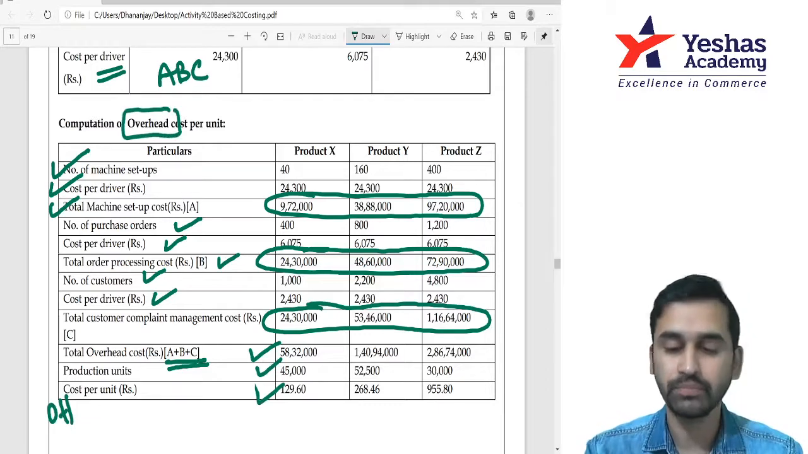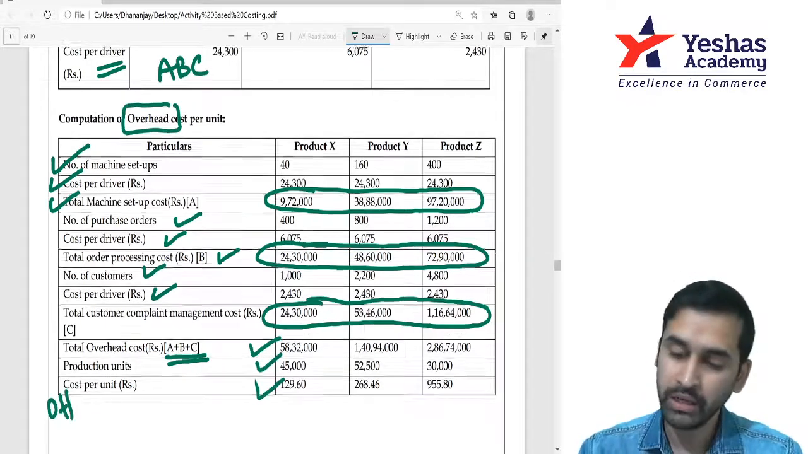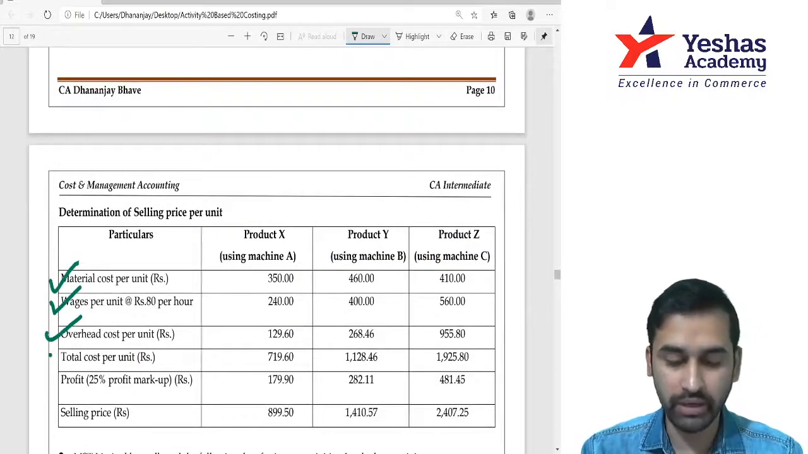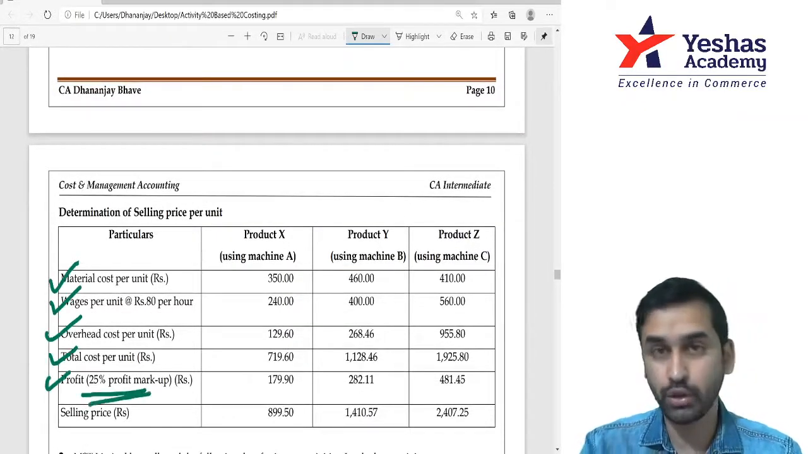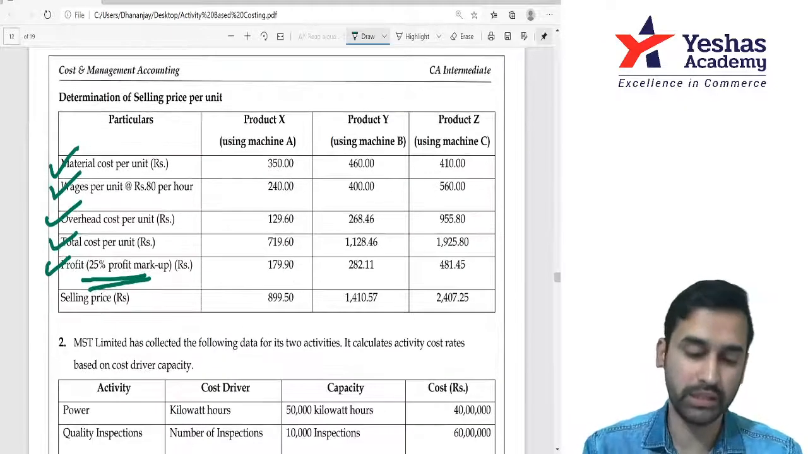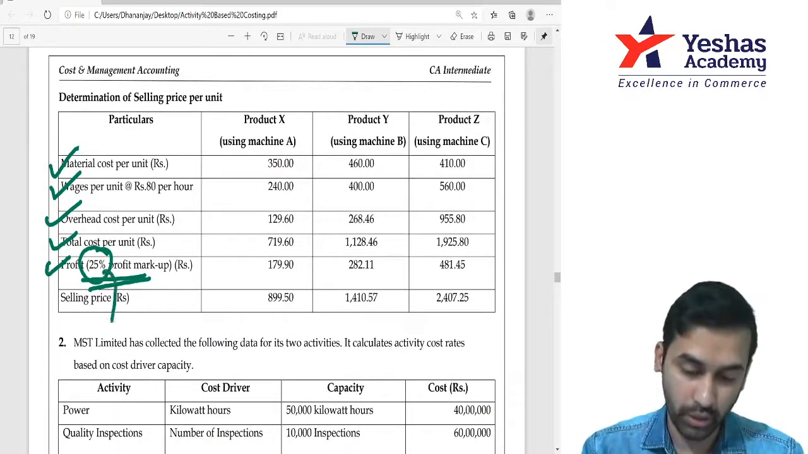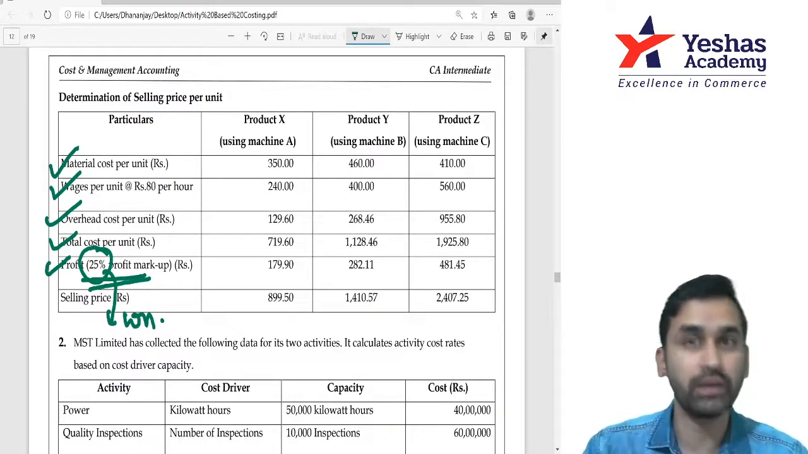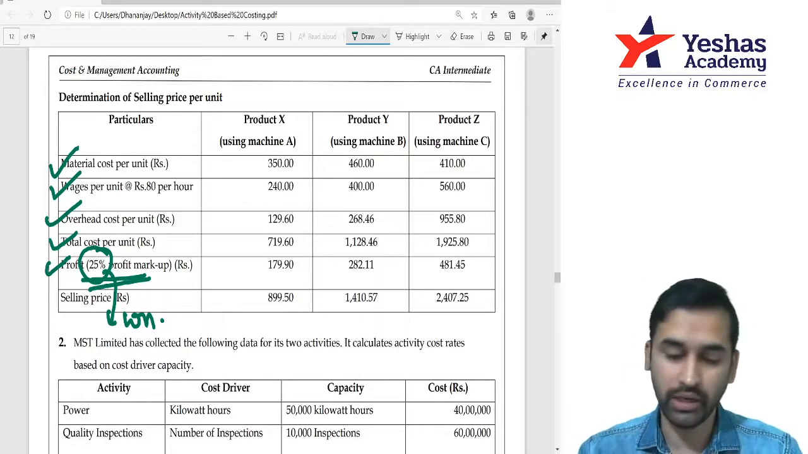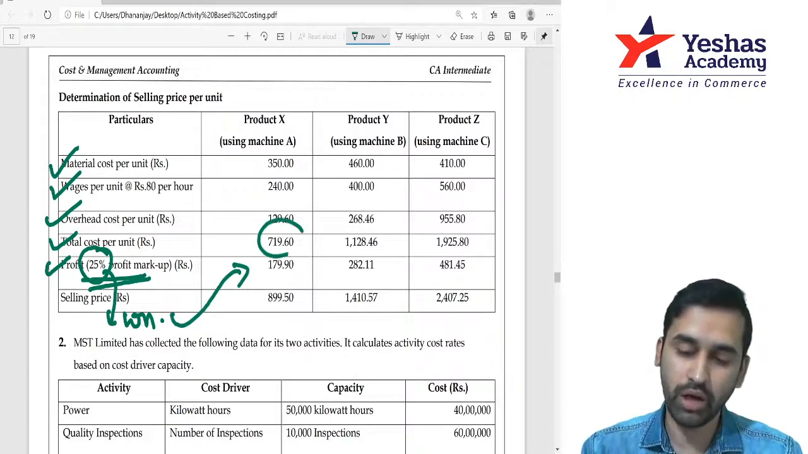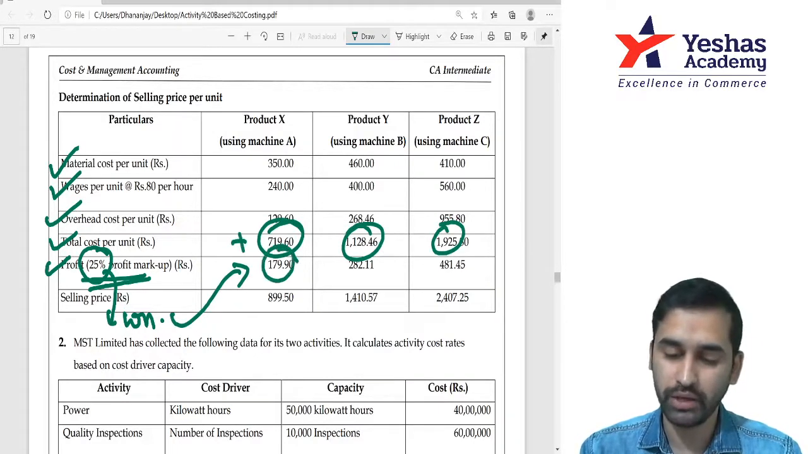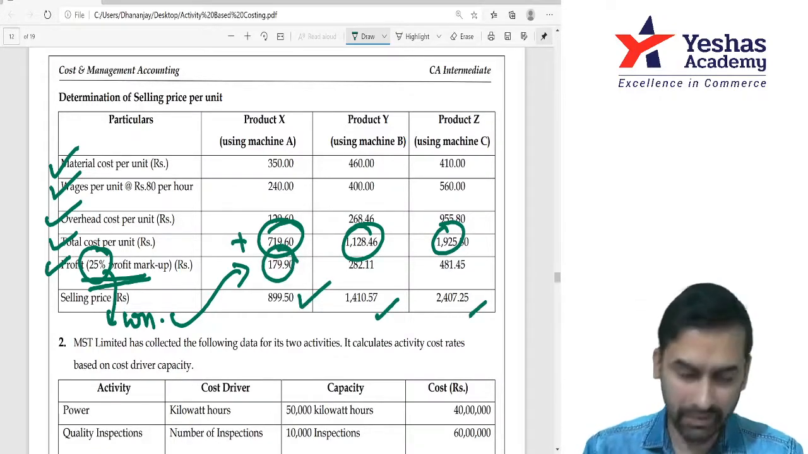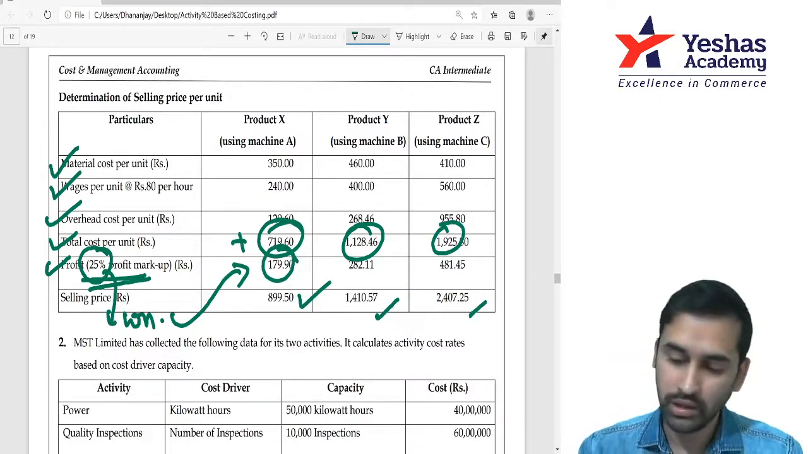See here. Then they said, look, material labor is anyway given. Material labor is given, overhead we have calculated, and profit percentage I showed you how they got. I would suggest you don't directly write 25%. You do this as one more working note. It's not correct to directly write 25%. You have to first calculate, show that as one working note, and then use that 25% on cost. So cost plus profit will be your selling price. Doable? Yes. Anyway, answer is with you. After the class you can do it.